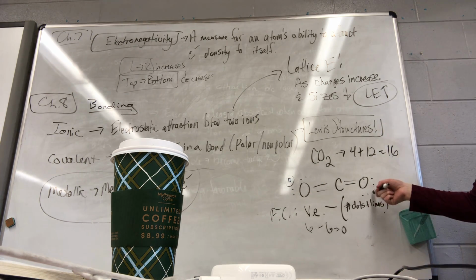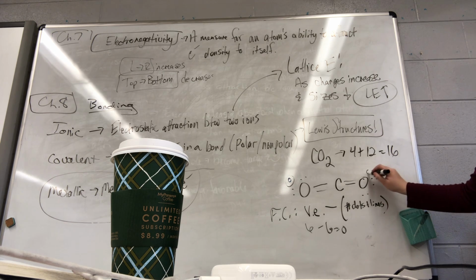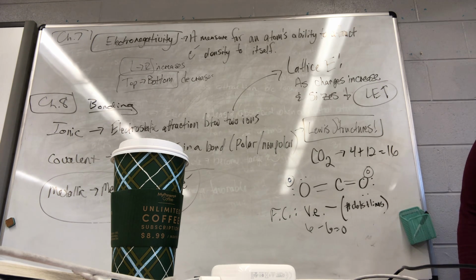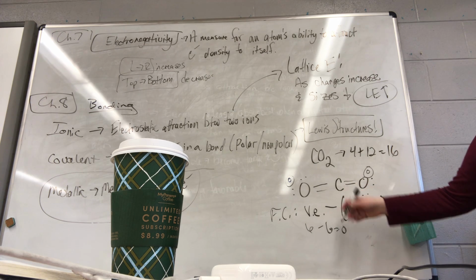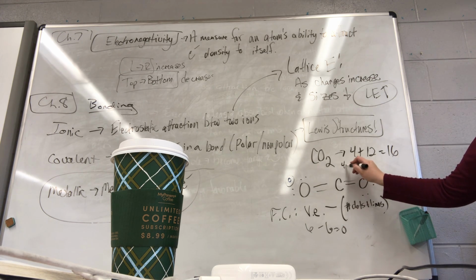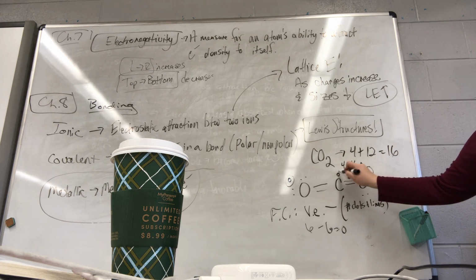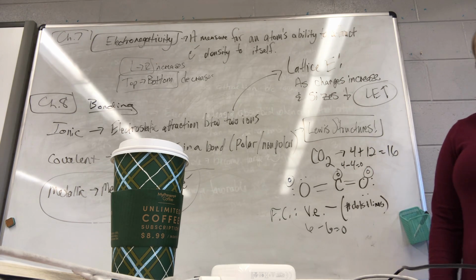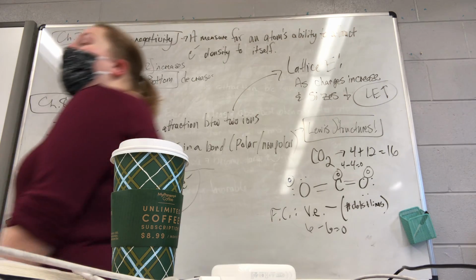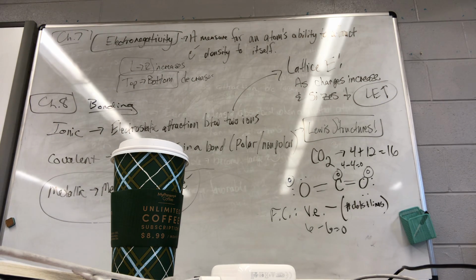Does this oxygen have the identical same situation? Yes, it does. So do I have to do the math twice? Nope. What about this carbon? Carbon should have 4 minus 4. 0. Is this a good Lewis structure? Why? Because the formal charges add up to be 0.